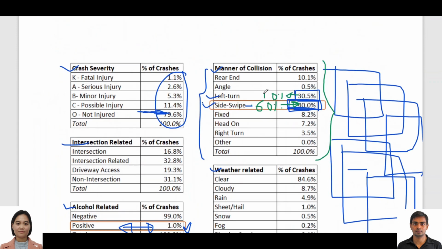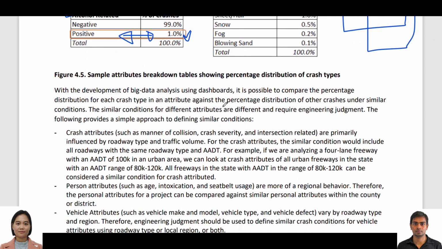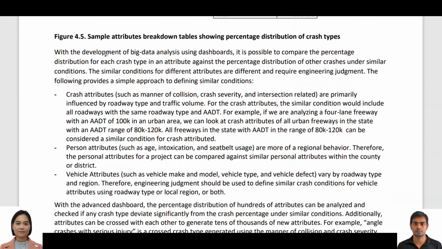First we will look at how to define the similar facility for different projects, and the concept of similar facility will change based on the attributes as well. With the development of big data analytics using dashboard, it is possible to compare percentage distribution for each crash type in an attribute against the percentage distribution of other crashes under similar conditions. Similar conditions here is the similar facility. The similar condition for different attributes are different.